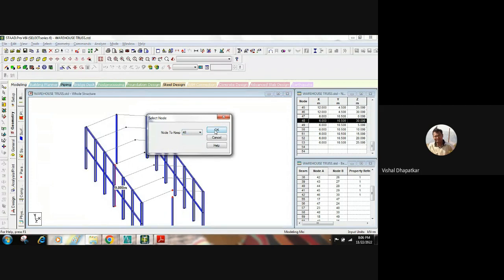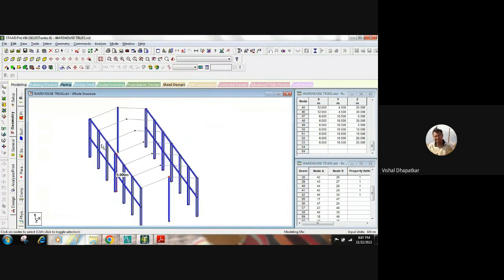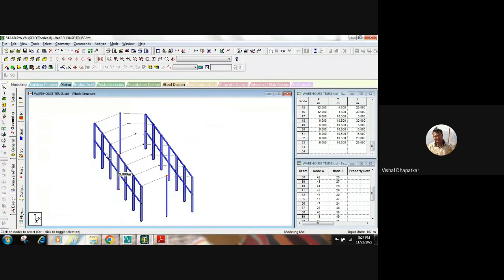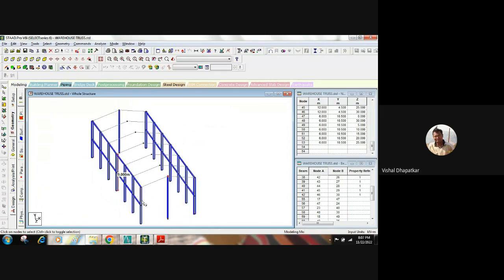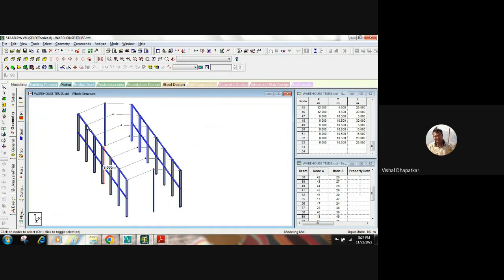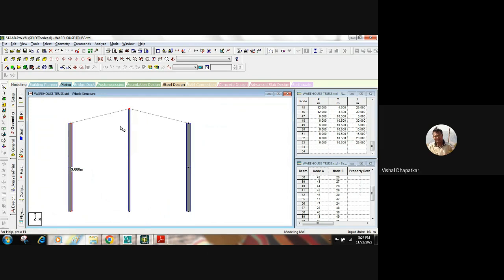So now we have just created tie members for the columns so that its length in the minor direction will get broken and its slenderness will be decreased. Then we have just created a rafter member at the top, so it will look like this. So this is a rafter member. These are the gable end columns at two ends.